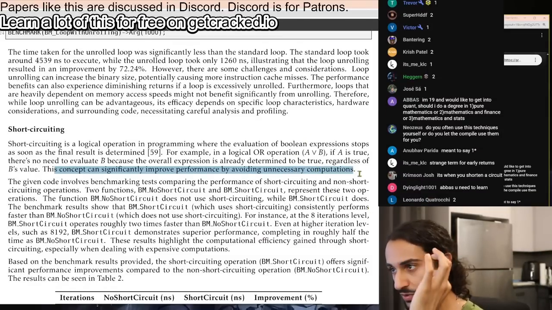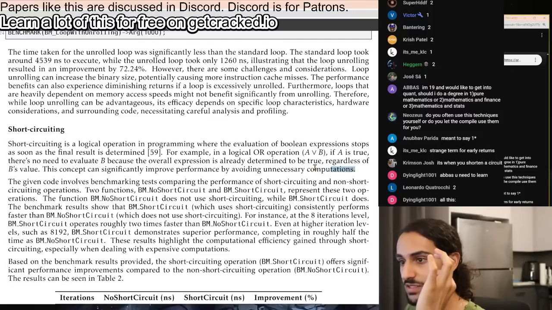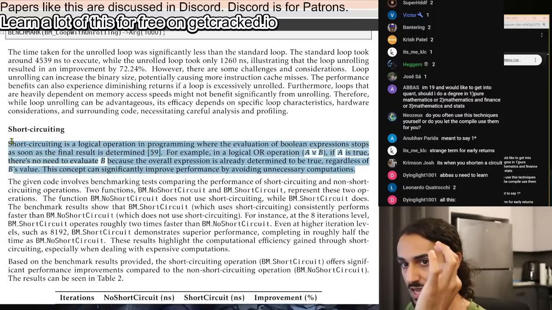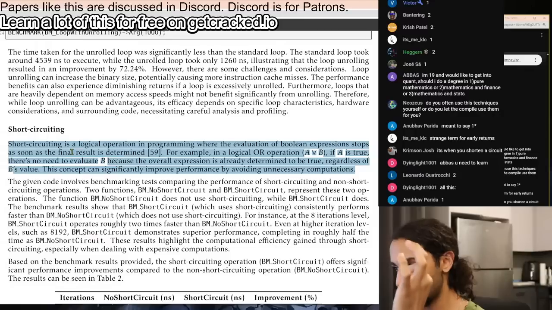Put a 1 in the chat if you understood that, put a 2 if you did not, because this is the most important paragraph in this section. 1 in the chat if you understood it, 2 if you did not.